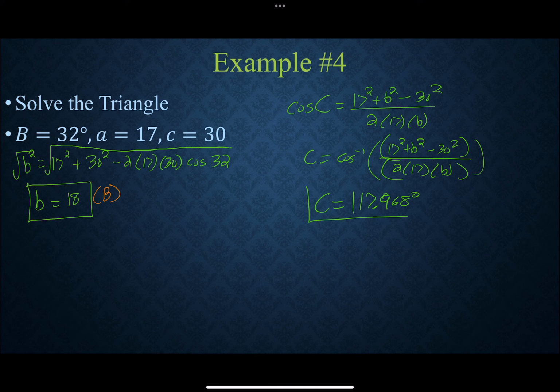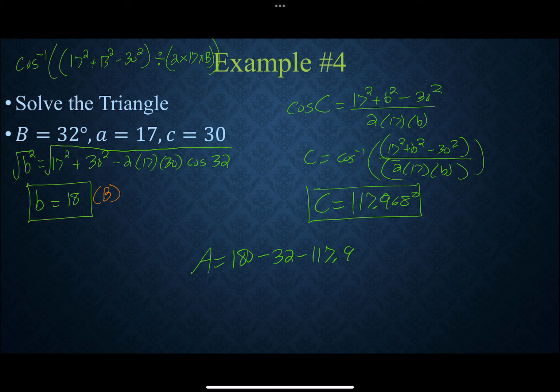You're going to get 117.968 degrees. If you want to type it out with parentheses, you would say cosine inverse. It would give you parentheses. You would create your own. 17 squared plus b squared minus 30 squared. Close it, divided by, create a new one. 2 times 17 times b. Close it, and then close it. Then once we have c, again, angle A could just be 180 minus 32 minus the 117.968. And angle A is 30.032 degrees.